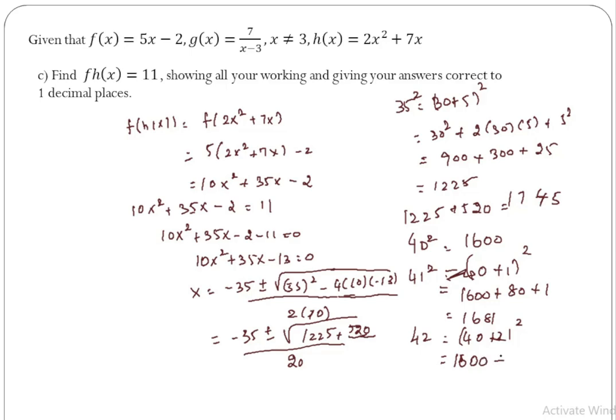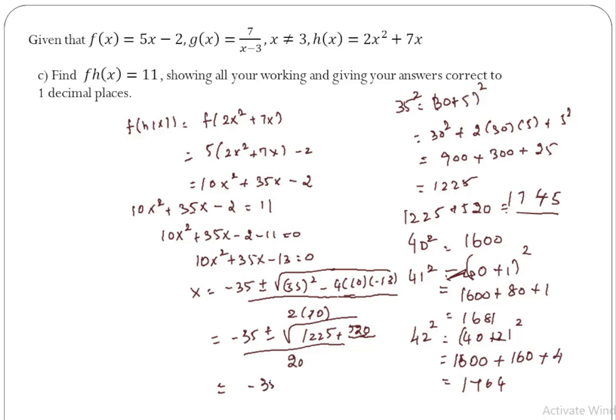1600. 4 2s are 8, 8 2s are 16. So 160 plus 2 2s are 4. So 1764. So 1745 is in between 41 and 42 square. Okay. Let's check with the 41 because we can simply take the below number. It's 41 for approximate value.